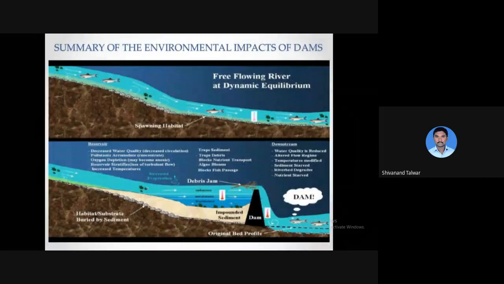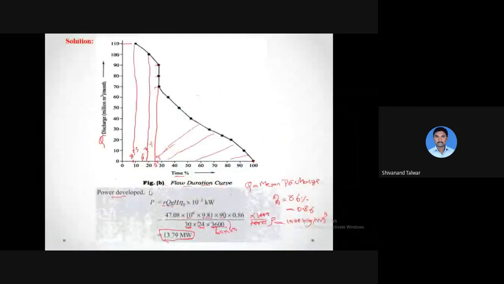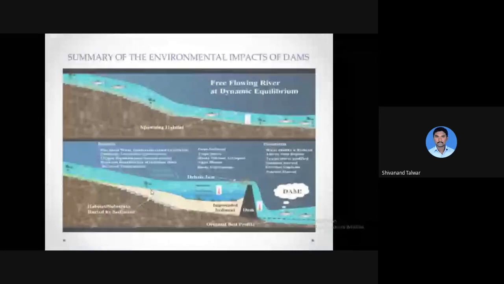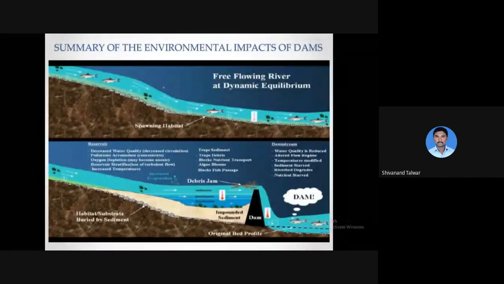So this problem we will discuss in detail after finishing this recording. So the next part was about the environmental impacts of dam. Here in the diagram you can see what the impacts are. If you see in the reservoir, there may be decreased water quality, pollutants may occur. Then oxygen depletion may come. Then there will be an increase in the temperatures.